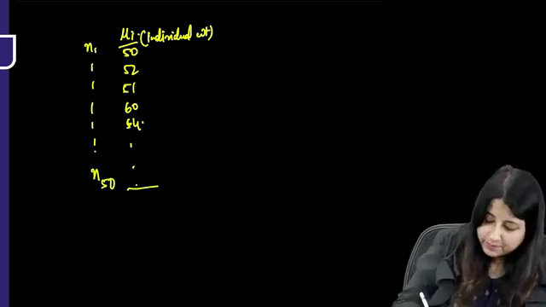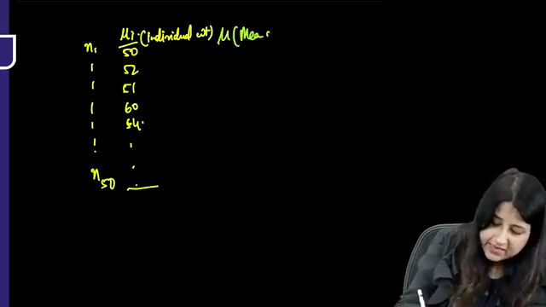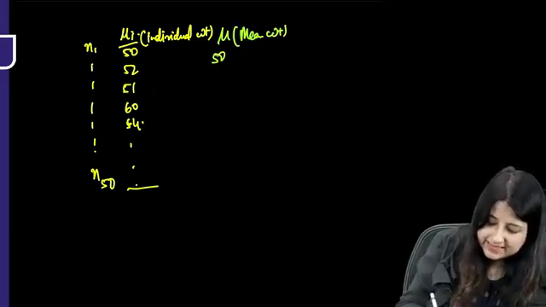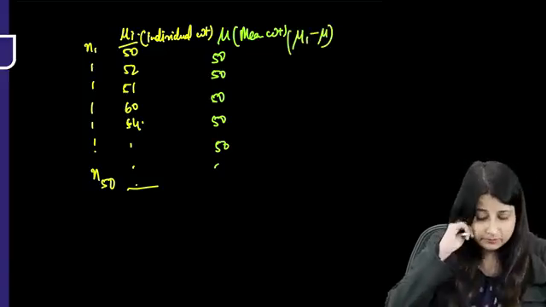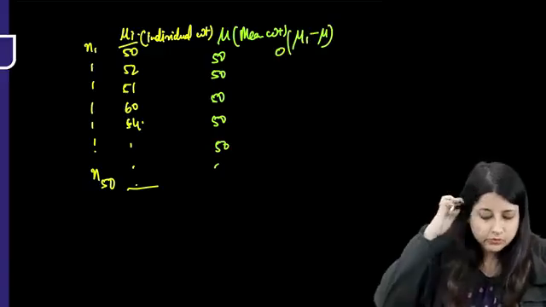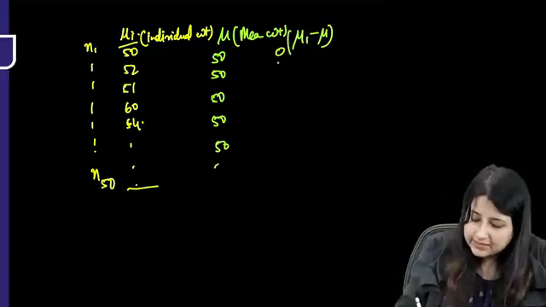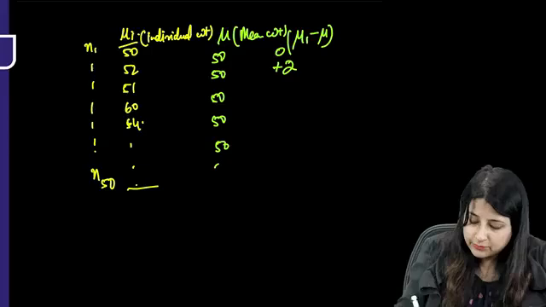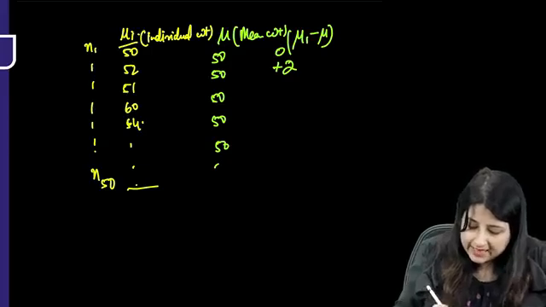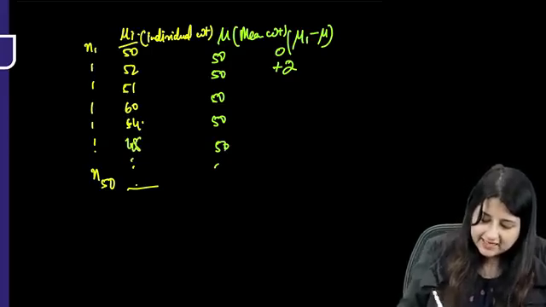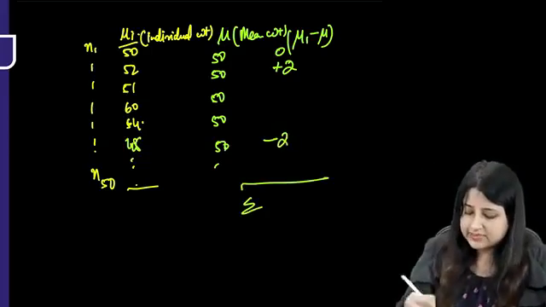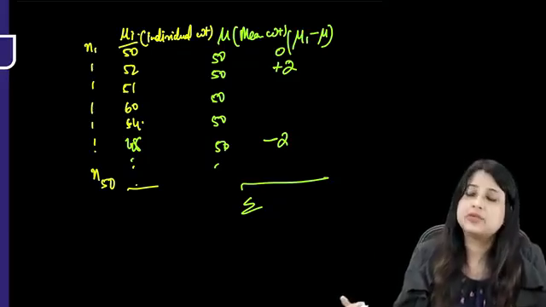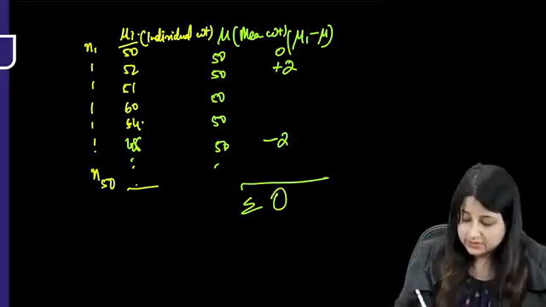I calculate mu. Mu means the mean weight. Let's say the mean weight comes out to be 50. So, what was my next step? If you remember, mu I minus mu. 52 minus 50 will be plus 2. But suppose I have 48 somewhere. 48 minus 50 will be minus 2. So when you sum this up, all positives are going to cancel out all the negatives, so this will become equal to 0.